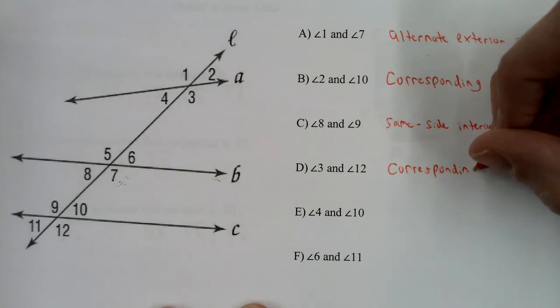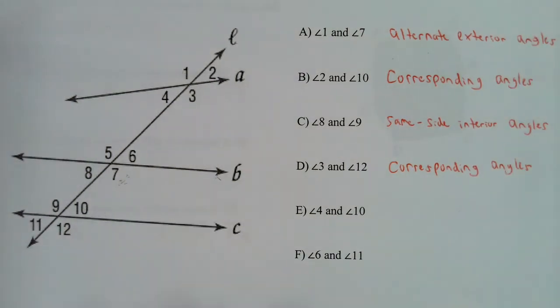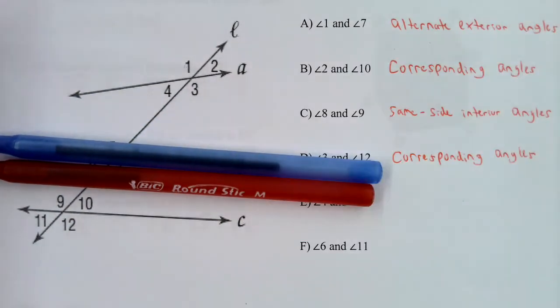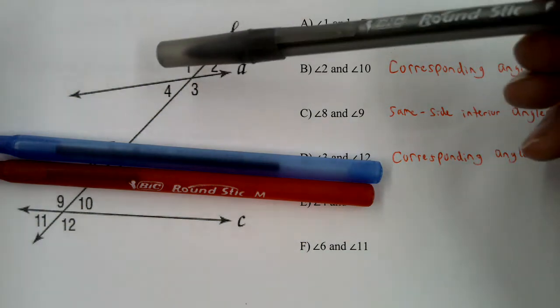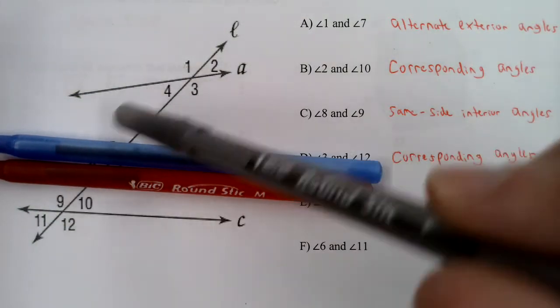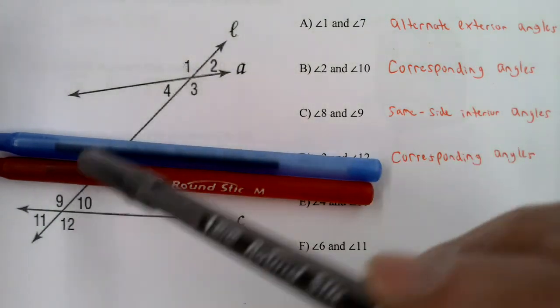Now the next lesson also involves these angles. So you really want to make sure you know what's corresponding, what's alternate exterior, what's alternate interior, and all these phrases. The next part, angle 4 and angle 10. We're going to ignore this region. Look at 4 and 10. They're both inside the lines being intersected, and they're on opposite sides of the transversal, so alternate interior angles.